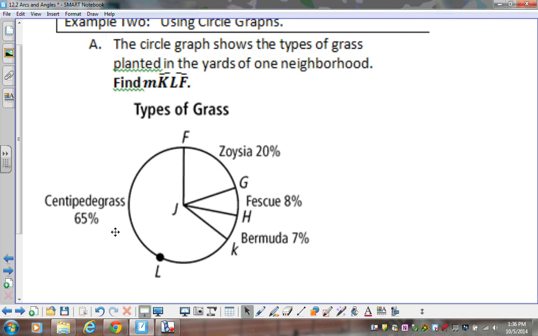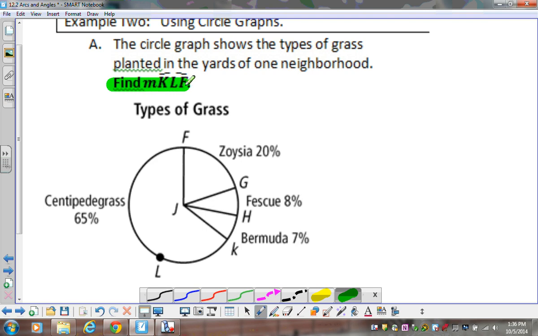But anyways, what we've got here is they want us to find, I'll highlight it for you, the measure of arc KLF. Now if we're looking for that, the measure of arc K to L to F, notice that's this section right here, which represents that 65%. Now notice I've got all percentages here, 8%, 7%, 20%, 65%. Those should all add up to be 100%. So if I took the 65 plus the 20 plus the 8 plus the 7, that's 100%. So we've got our percentages there.